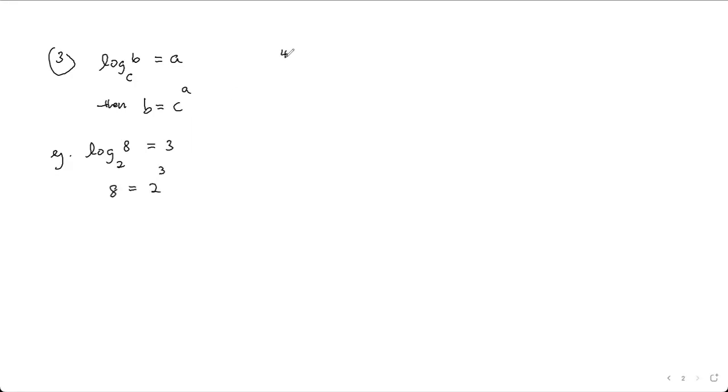Rule number 4: log B to the power of A base C is equal to A times log B base C. Notice that I can bring down the power and multiply it to log B base C. Something to take note of is that this power belongs to B, it's not the entire log B base C. Quite often students will make this mistake.